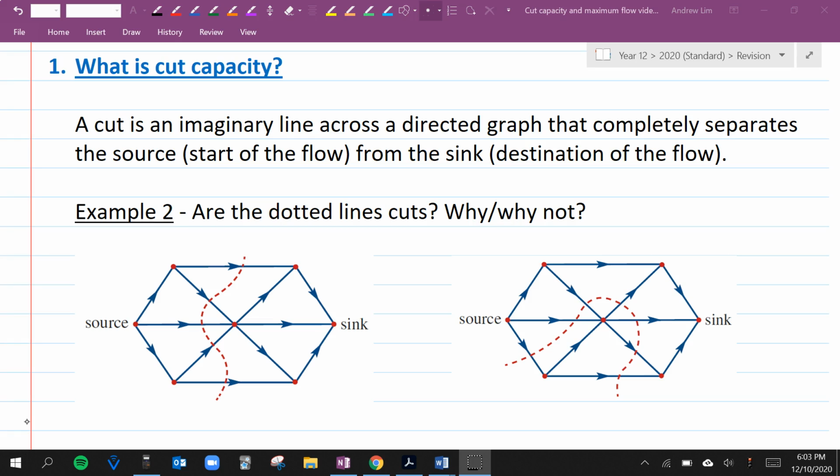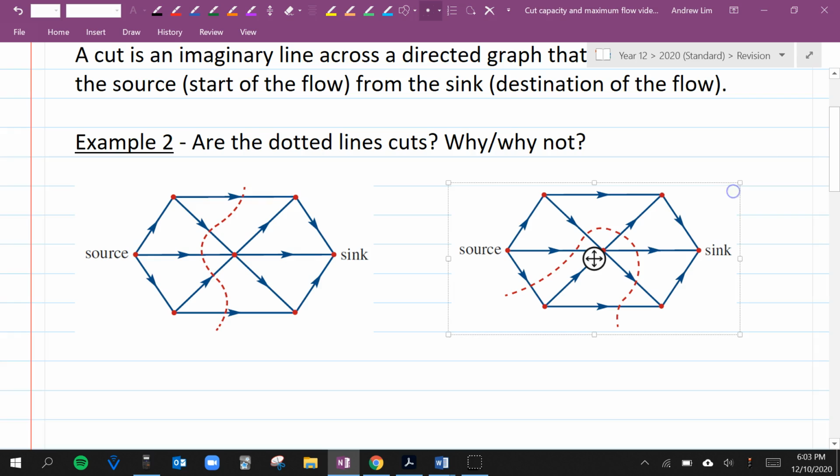A cut is an imaginary line across a directed graph that completely separates the source, which is the start of the flow, from the sink, which is the destination of the flow. If it does not completely separate the source from the sink, then it's not a legitimate cut. So here are two examples. Are the dotted lines cuts?